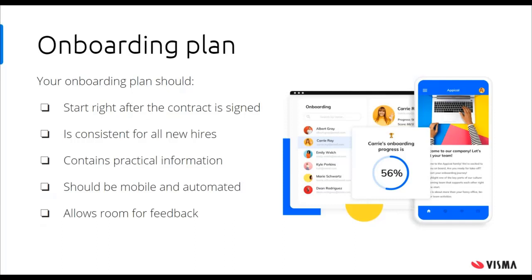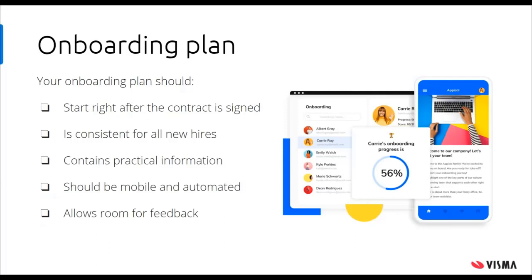This onboarding plan should contain some practical information, like really practical information. Where can I park my car in the Netherlands? Where can I park my bike? Very important. What cafeterias do we have? How do you pay for things? So that's a very practical, hands-on thing that people are always a little bit insecure about on their first day.